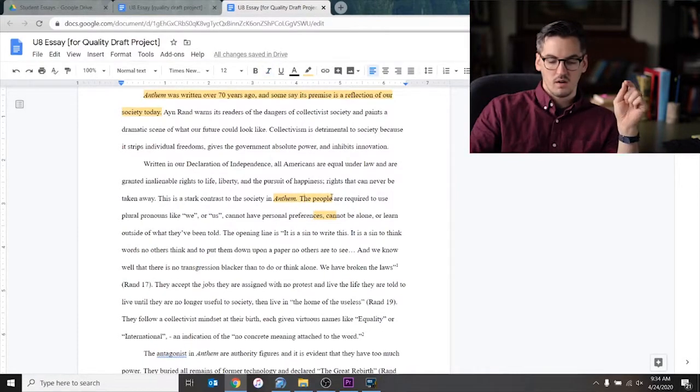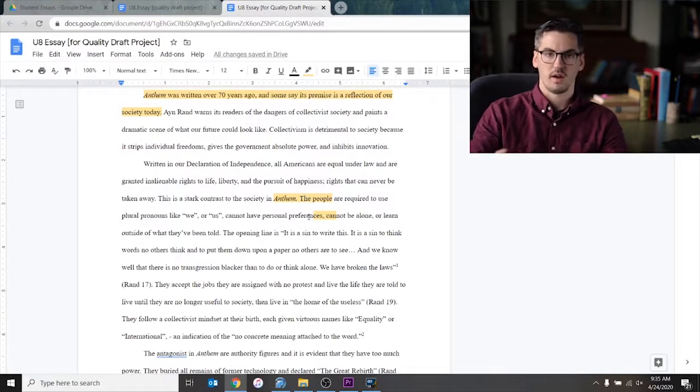Secondly, there is a list that she creates in this sentence. The people are required to use plural pronouns like we or us, cannot have personal preferences, and cannot be alone or learn outside of what they've been told. So we need to make sure that the grammatical structure is parallel. It's similar from beginning to end. And she actually makes a change from a positive to a negative perspective. The people are required, that's positive, or negative, the people would not be required, that would be negative.